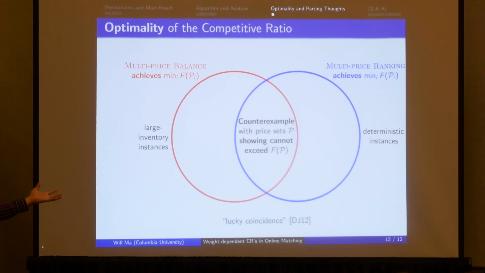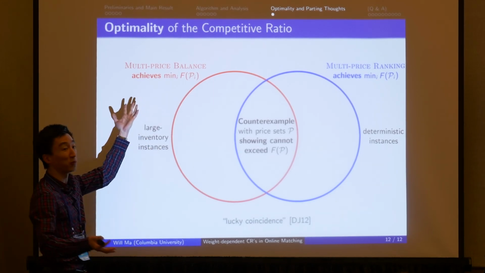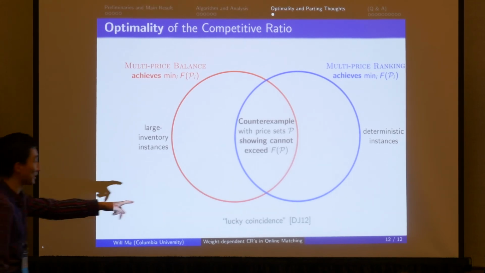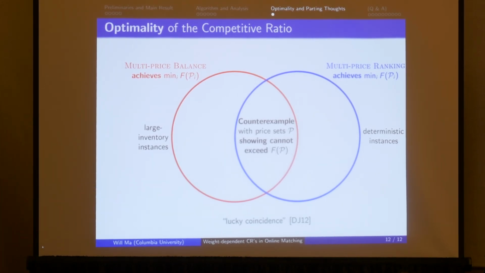I want to finish off by saying that in some sense this result to me is like a lucky coincidence. I don't have a good explanation of why the primal dual analysis gives you the same number as the adversary's optimization problem on an upper triangular graph. I think this was also discussed in Devanur and Jain in 2012. This is a very interesting thing that I would like to figure out in the future, and I think it's interesting future work. All right, thank you very much.